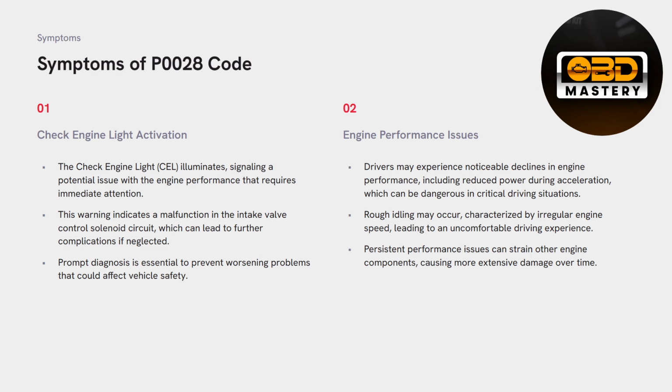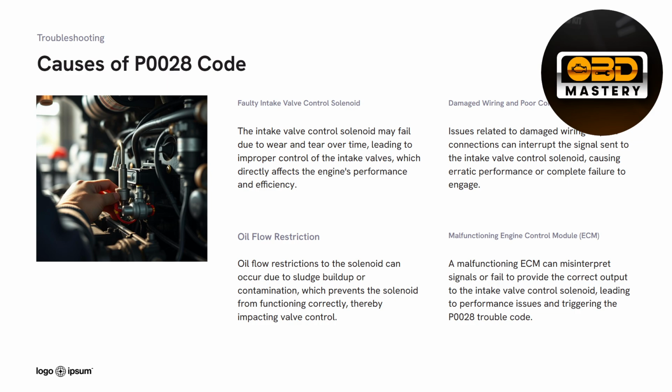Now, moving on, we're going to talk about the symptoms of the P0028 code. First and foremost, you're going to have a check engine light activation. This is just going to be on your cluster. It's going to indicate that there's a problem or a potential issue with the engine's performance. Number two is going to be engine performance issues. So, if you're having some form of reduced power when you're blipping the accelerator pedal, you're not getting the power that you once had, that is a symptom of this code. Any rough idling and persistent performance issues are also symptoms of this code.